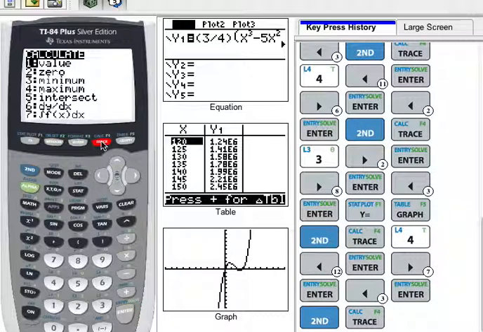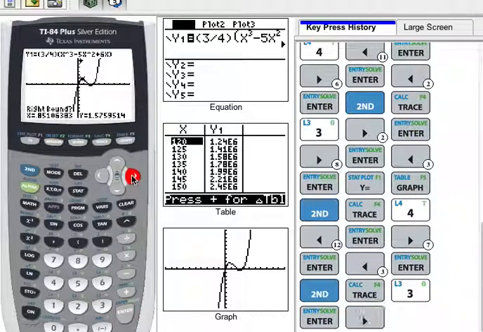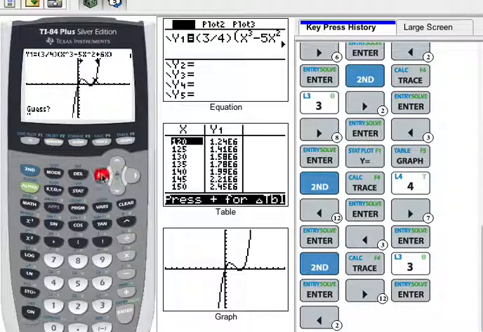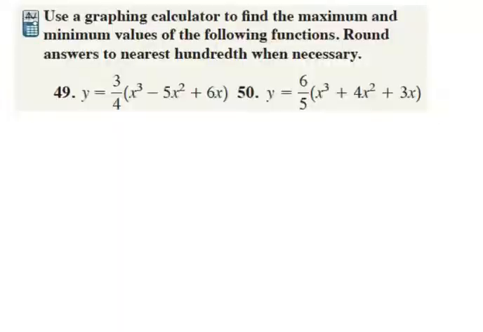Similarly, you can go to second trace, calculate your minimum, the third option. And again, we can set the left bound. Set the right bound, so go to the left and right of your minimums. Guess, you can pick somewhere in the middle. Let the calculator do the work for you. So my minimum is at 2.55, comma negative 0.47. And then we have what we're looking for there. Okay, so you have your max and mins.